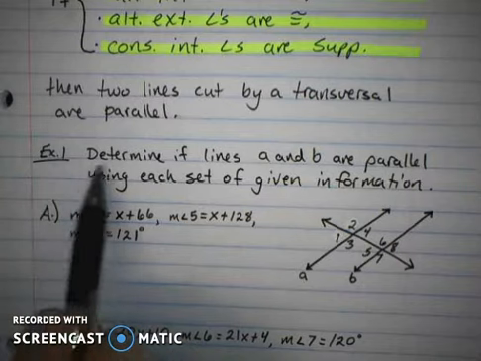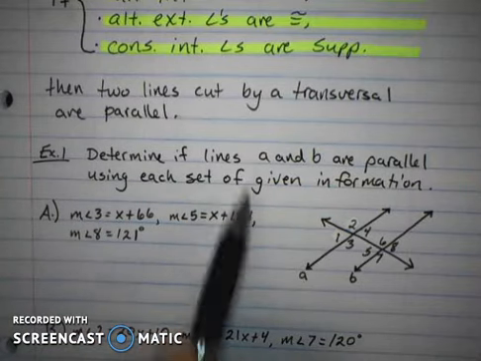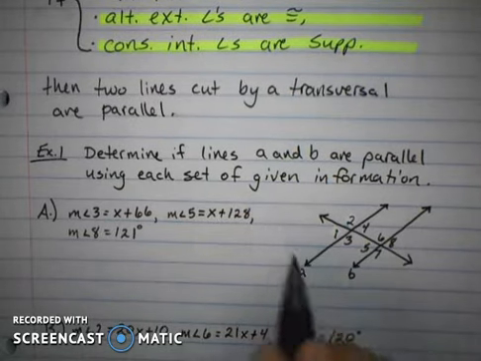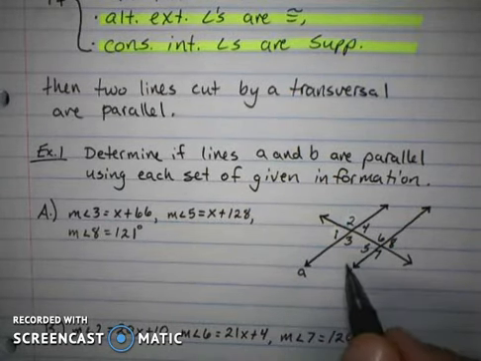Okay, starting with example 1, we're going to determine if lines A and B are in fact parallel using the set of given information. We are not making that assumption first, so be careful in how you do that.